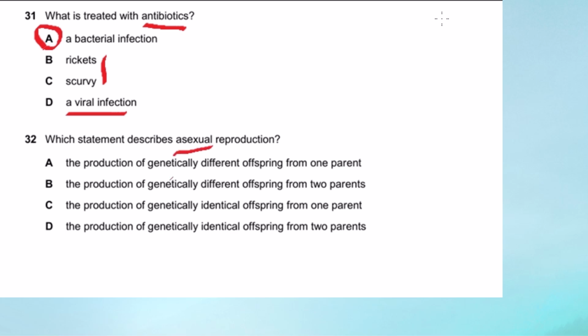Then they ask which statement describes asexual reproduction. It's important. So we have something that's genetically identical. So it can either be this one or this one. And this one says from one parent, this one says from two parents. And since it's asexual, it can only be from one parent, which is C.